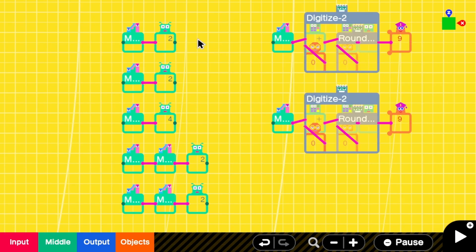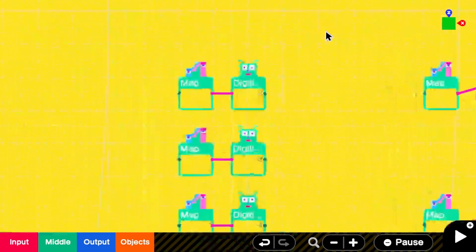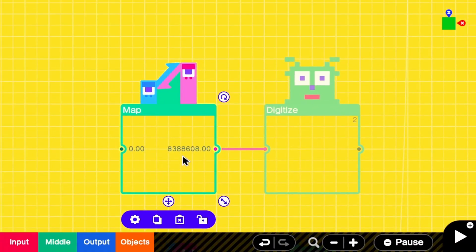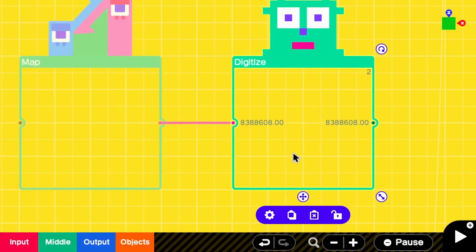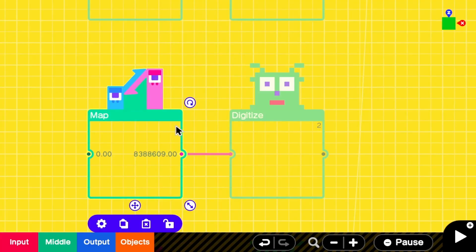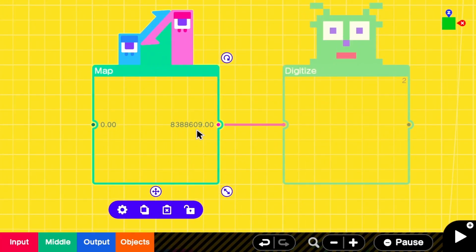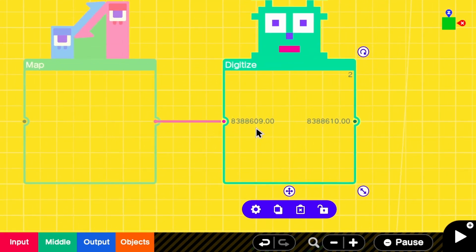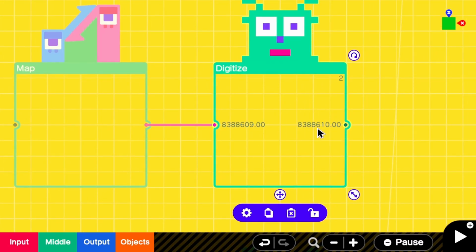Now there's one more thing that I want to show you here, which is actually a bug or limitation of the digitize nodon. So take a look here. Here I just have a map that generates a very large constant. The constant generating right now is 8388608, and you can see that the digitize nodon is outputting it correctly. However, something very weird happens when I send it the value 8388609 instead. When I send this value to the digitize, for some reason, it sees 8388609, but it outputs 8388610.